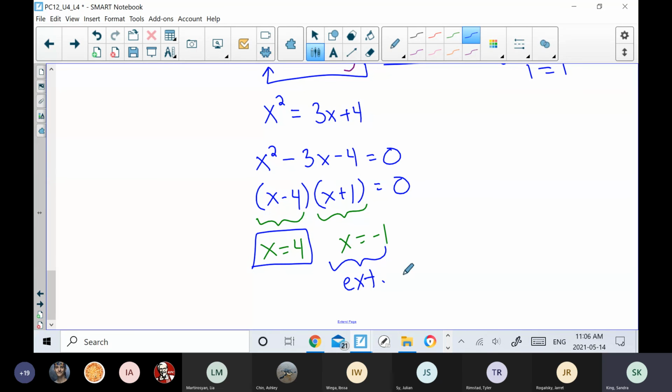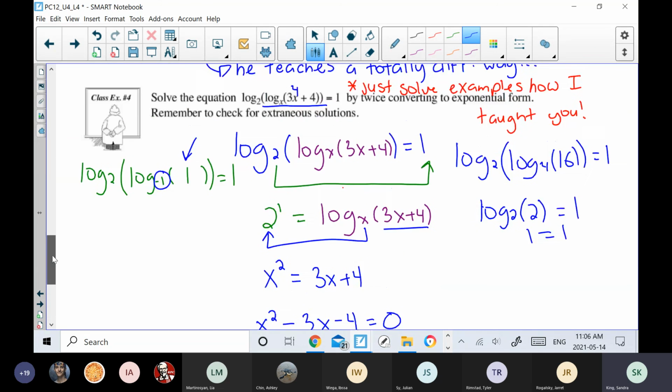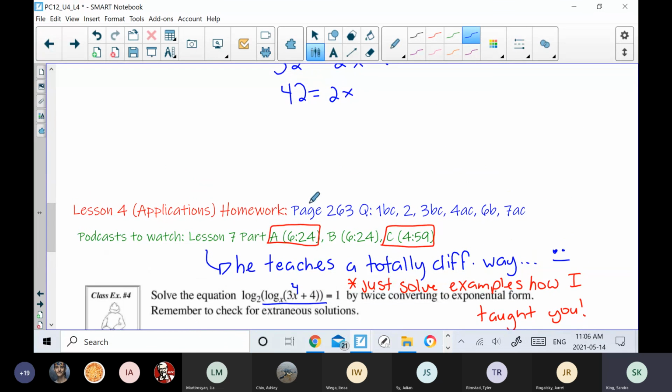Okay, so that is the end of the lesson. I'm going to give you your homework so that you could circle this. So here's your homework right here, page 263. You might just want to flip. Circle 1, B, and C. Circle number 2. Circle 3, B, C. Circle 4, A, C. 6B, and 7A, C. On your exam, for your long answer, you're going to have a solving logarithmic equation.